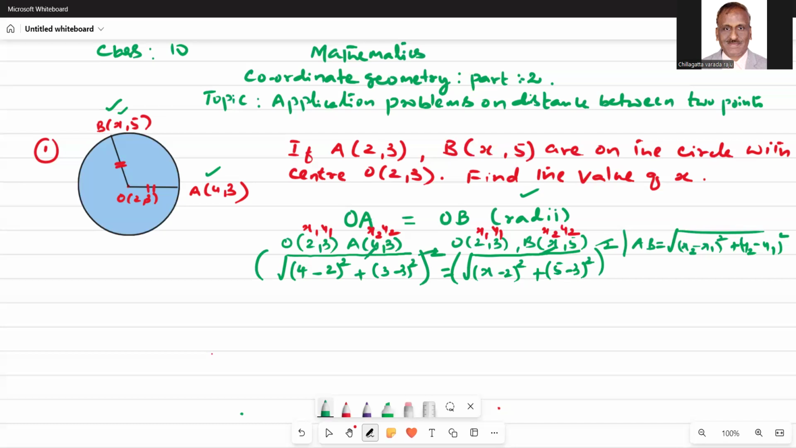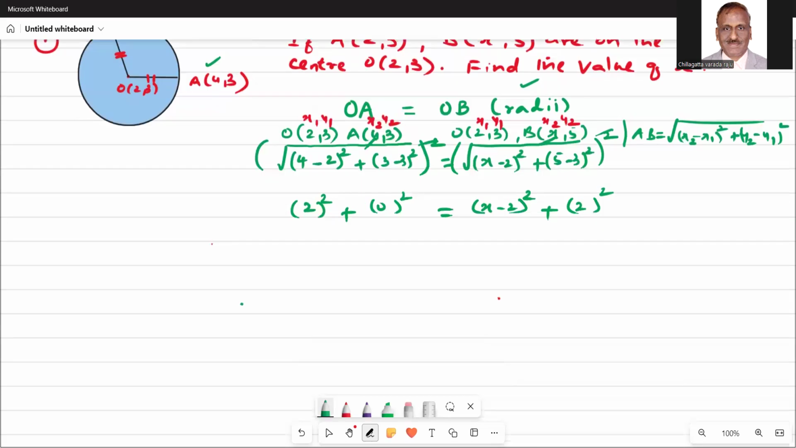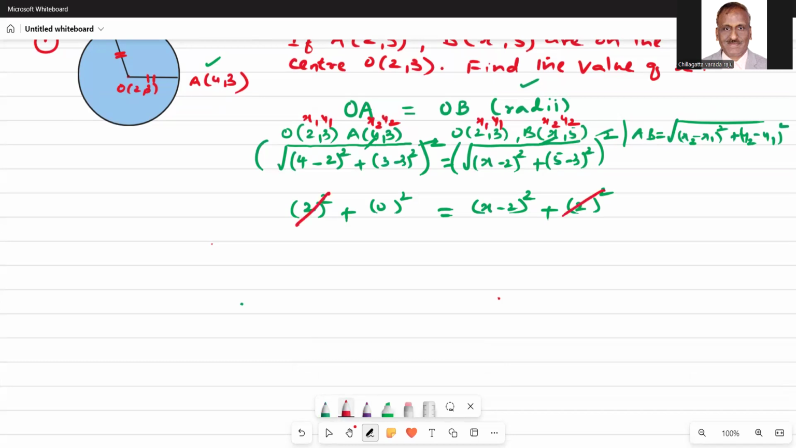What we got: 4 minus 2 is nothing but 2, whole square, plus 3 minus 3, which is 0, whole square, is equal to (x minus 2) whole square plus 5 minus 3, which is 2, whole square. You can observe that 2 square and 2 square on the LHS and RHS are the same term, so we can cancel it. So that means 0 is equal to (x minus 2) whole square.